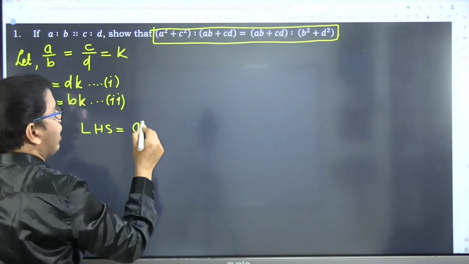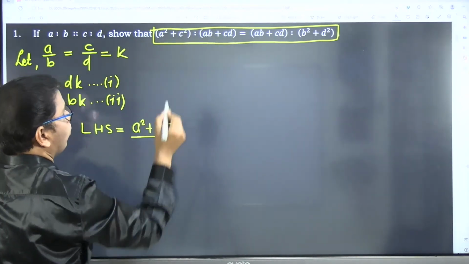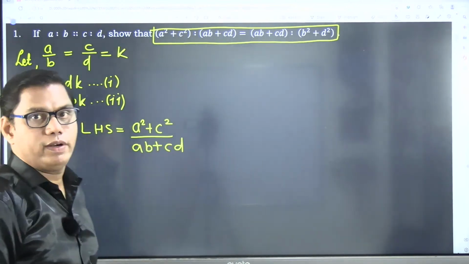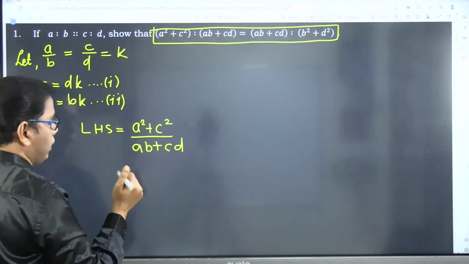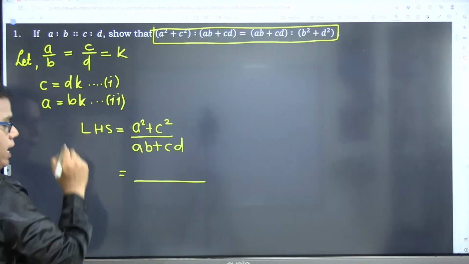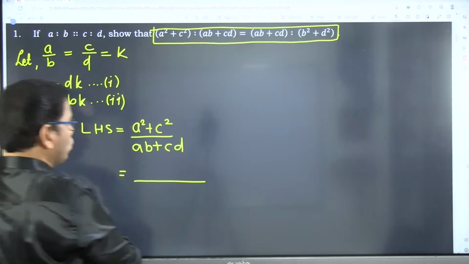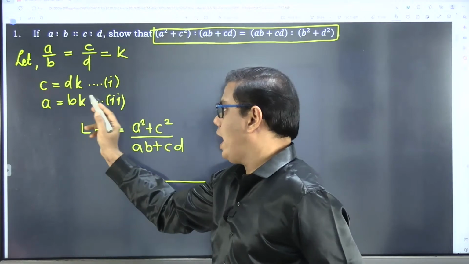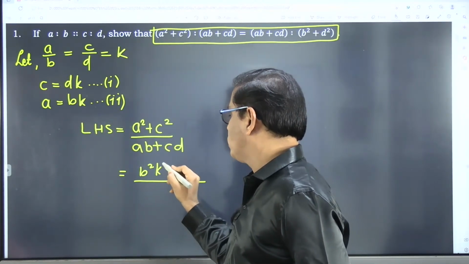Left hand side में है A square plus C square, is to means what? Upon AB plus CD. This is my left hand side. Please make sure that you copy down your question properly so that later on you don't make any mistake. A square, A is equal to BK. So A square will be B square K square.